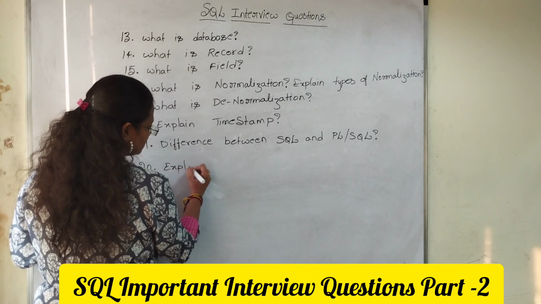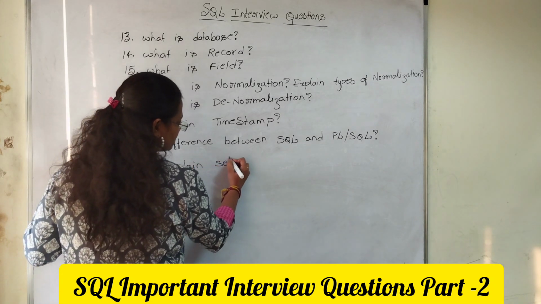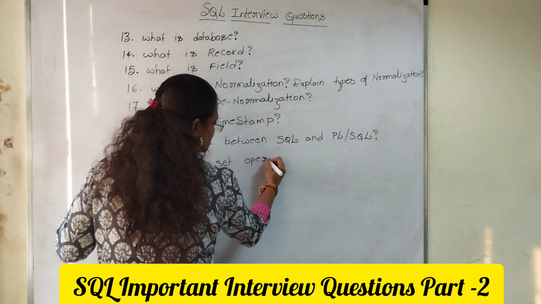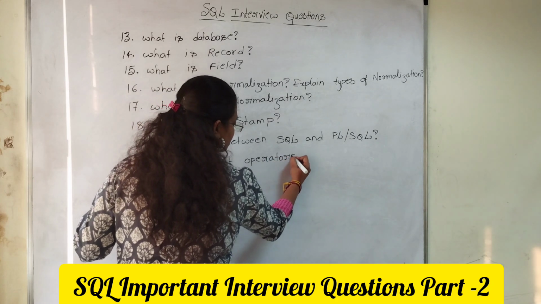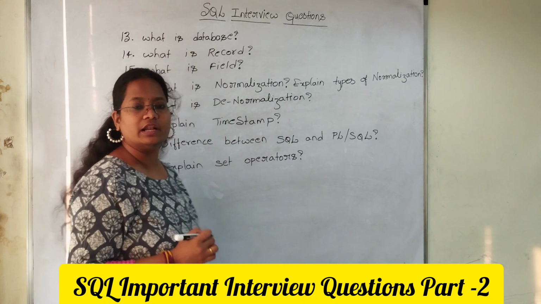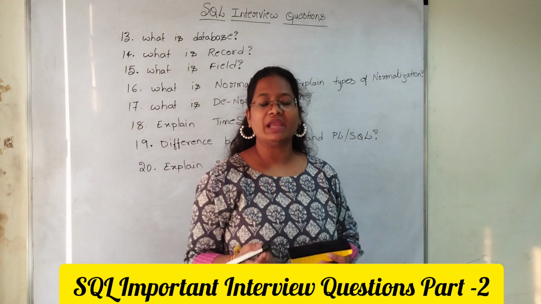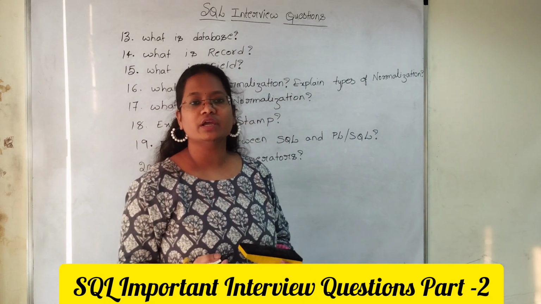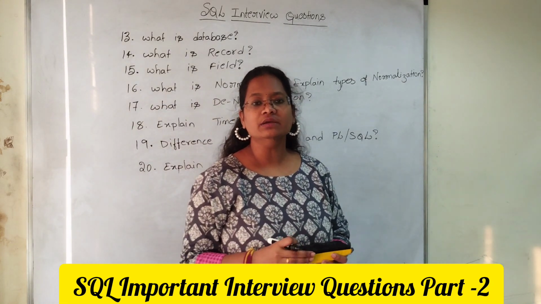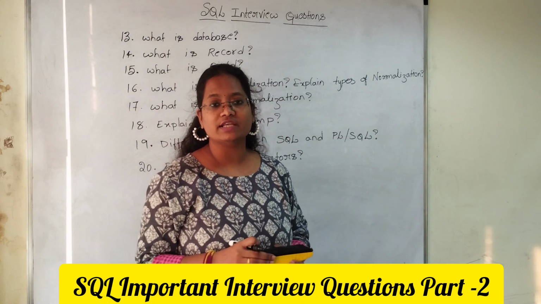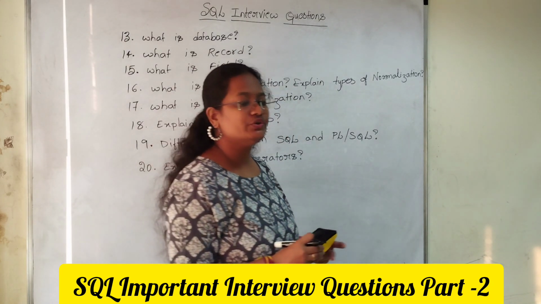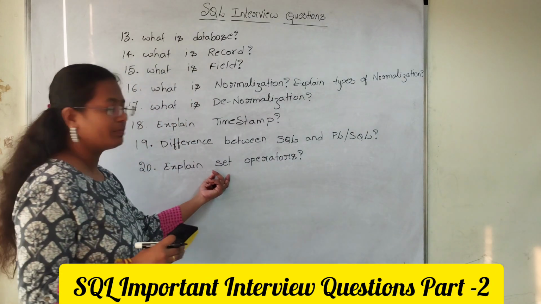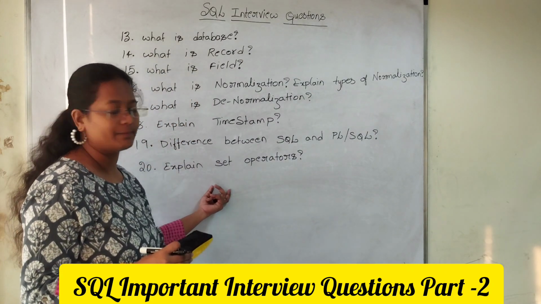Explain set operators. Which operators? Set operators. Set operators are nothing but union, minus, intersect. Union, intersect, minus. These three can be called set operators. So you need to explain all the set operators very briefly with your examples.